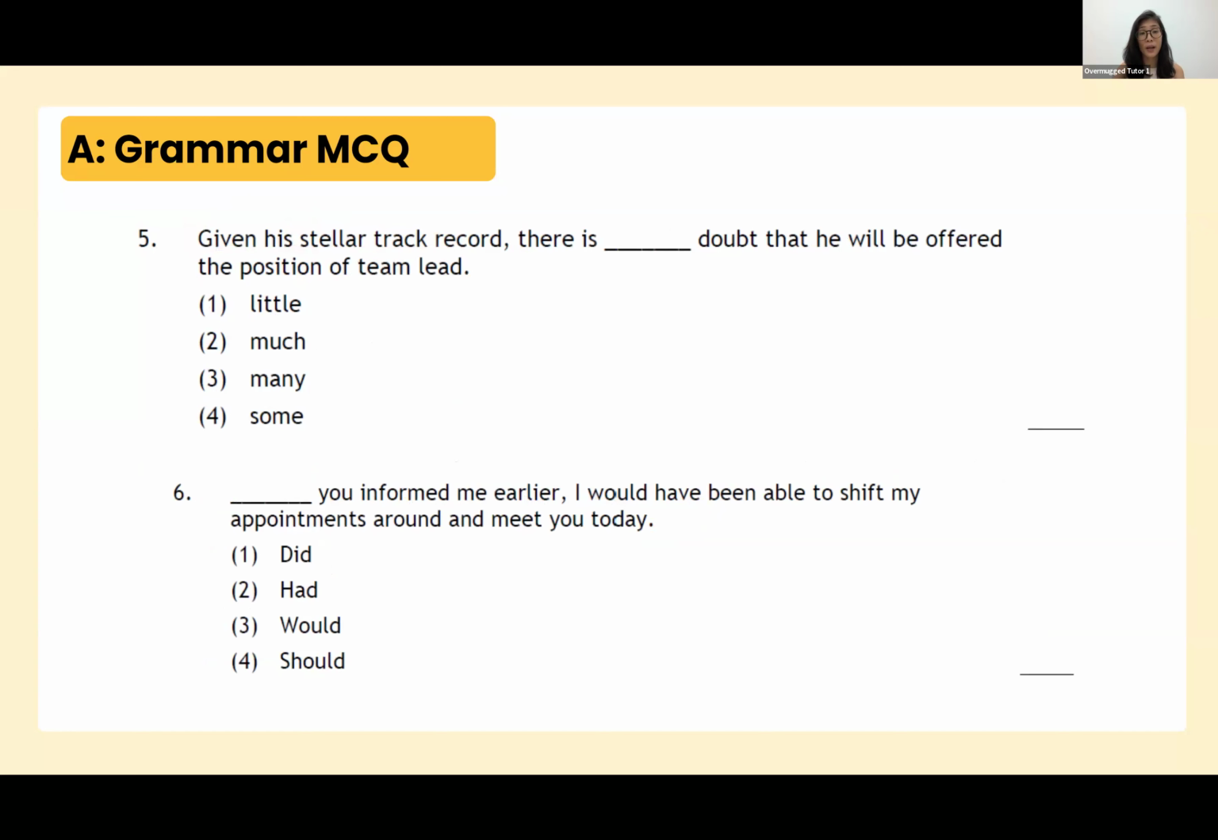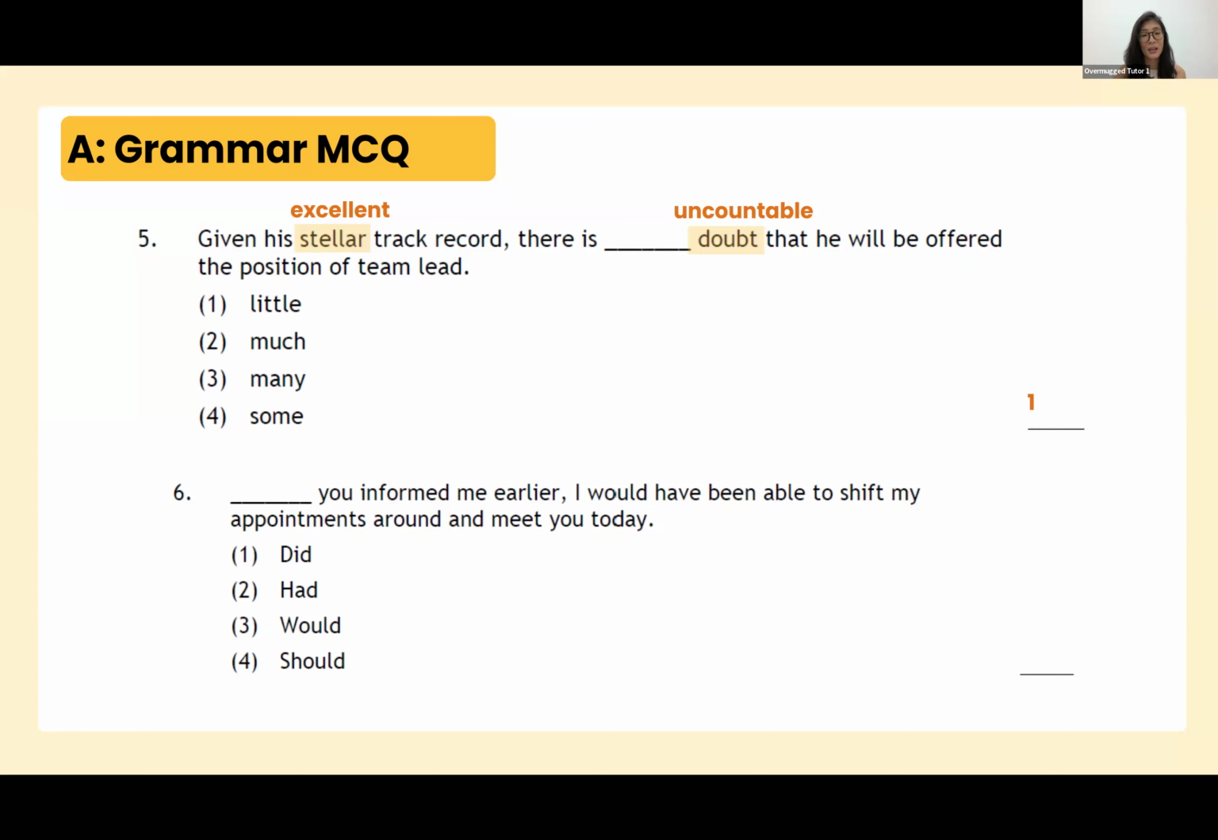Given his stellar track record, there is blank doubt that he will be offered the position of team lead. So let's check the question for understanding first. A stellar track record is someone who has an excellent reputation. So if he is going to be offered the position of team lead, is it with little, much, many, or some doubt? Going by logic, it would be little, because doubt is an uncountable noun.